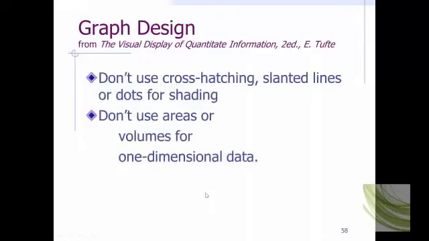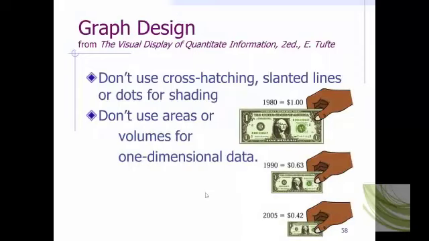Again, don't use cross-hatching, don't use areas or volumes from one-dimensional data. Here's an example of that, looking at the value of money. In 1980 dollars, a dollar was worth $1. In comparison, in 1990, that same dollar was only worth 63 cents, and in 2005, that same dollar was only worth 42 cents. So in 2005, a dollar bought 42 cents worth of 1980 product.